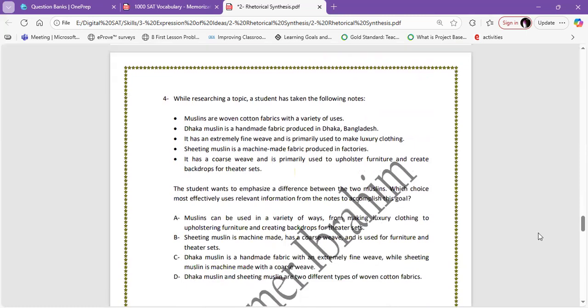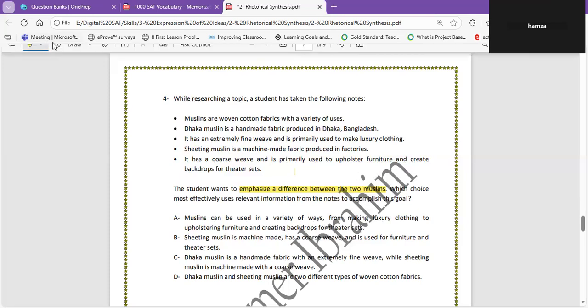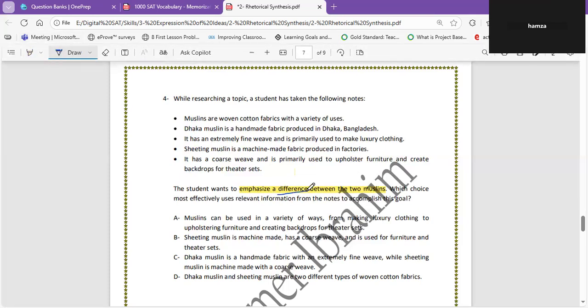Number 4. Let me see Hamza. Hamza, yes, where is the goal here, mister? The student wants to emphasize a difference between the two muslins.